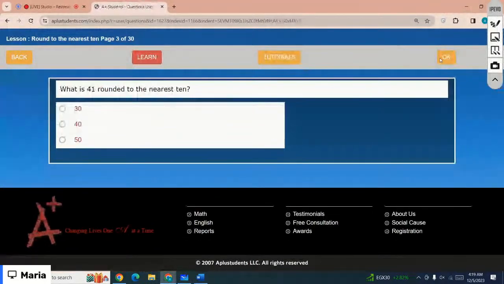Okay, what is 41 rounded to the nearest 10? Which is the correct option? 41 is rounded off to, very good. 41 is rounded off to 40. The correct option is 40. But you can think and then answer.